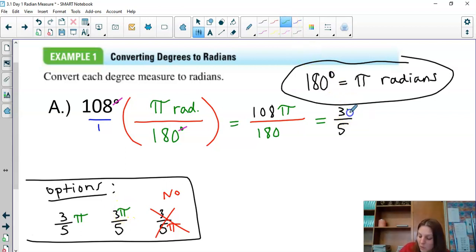I'm just going to do what I believe the book does, and they do like 3π/5, and this would be radians.